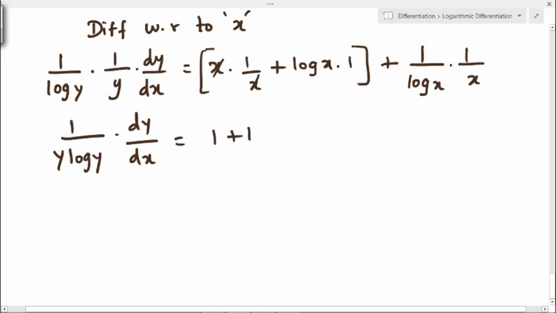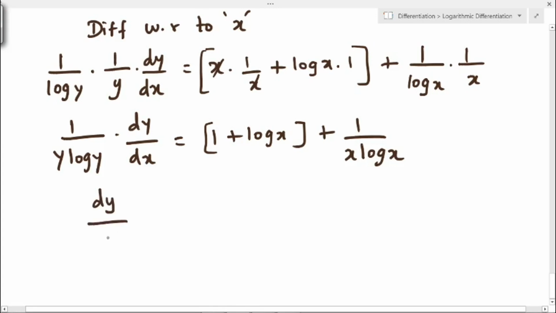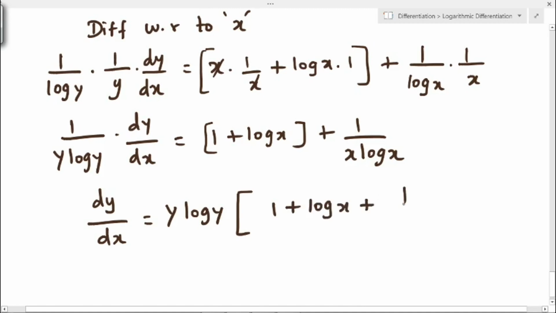So we have 1 plus log x plus, I am just multiplying this term, that is 1 by x into 1 by log x, that is 1 by x log x. So we want only dy by dx. So dy by dx equal to, just taking this y log y to the other side, so y log y into 1 plus log x plus 1 by x log x. So this is the answer for the given problem.